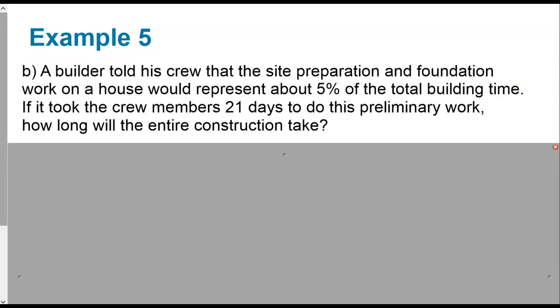So in this case, a builder told his crew that the site preparation and foundation work on a house would represent about 5% of the total building time. If it took the crew 21 days to do this work, how long will the entire construction take? Go ahead and pause the video, reread it, and look for the facts.